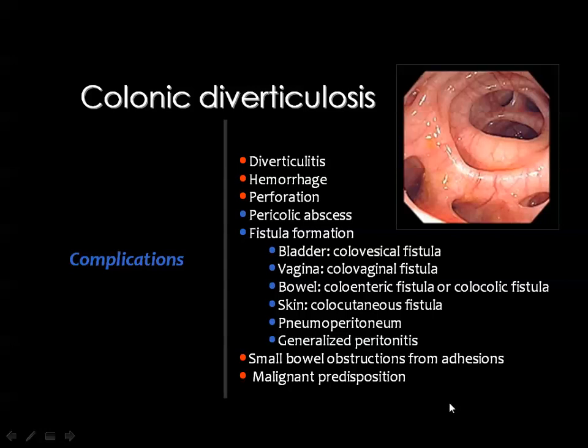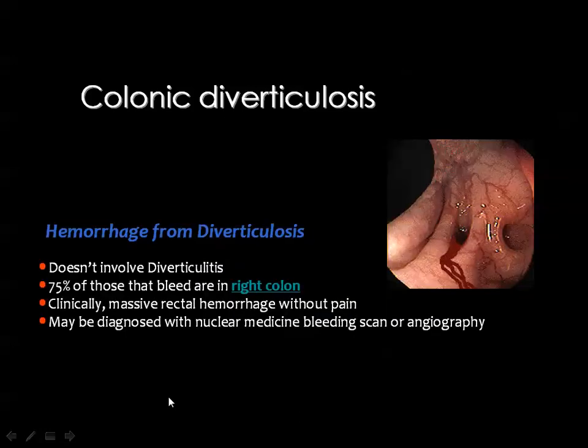So it's rare to have pneumoperitoneum from rupture of the diverticulae, and also it's rare to have generalized peritonitis from rupture of the colonic diverticulae. Small bowel obstruction is also rare, and may result from inflammation and adhesions. And of course the malignant predisposition is well known for this colonic diverticulosis.